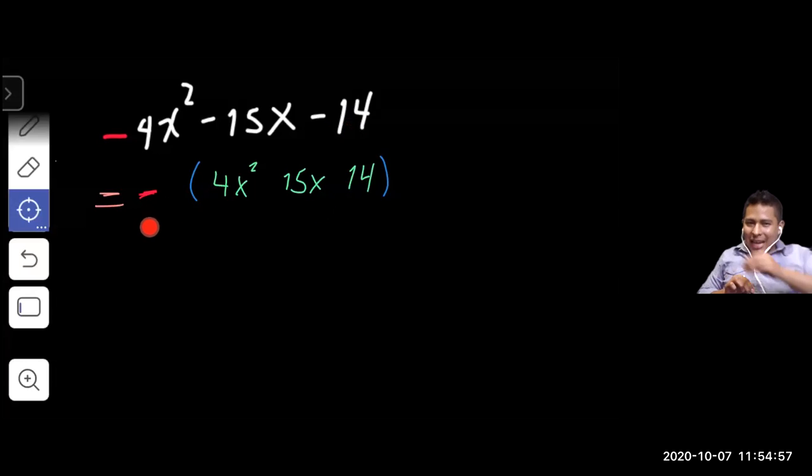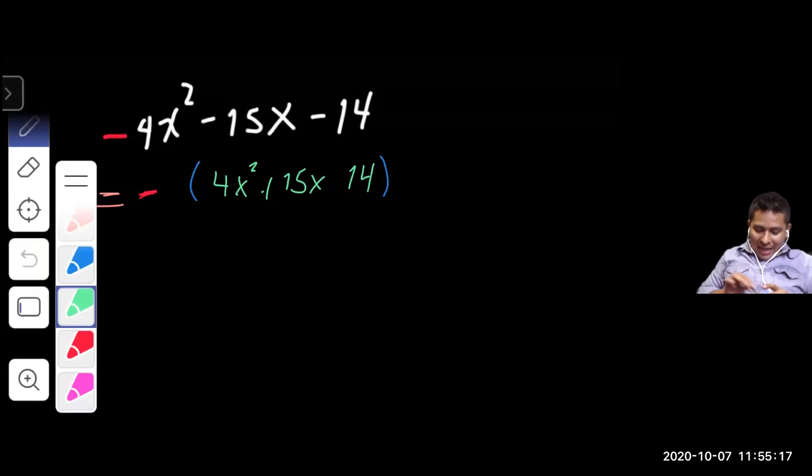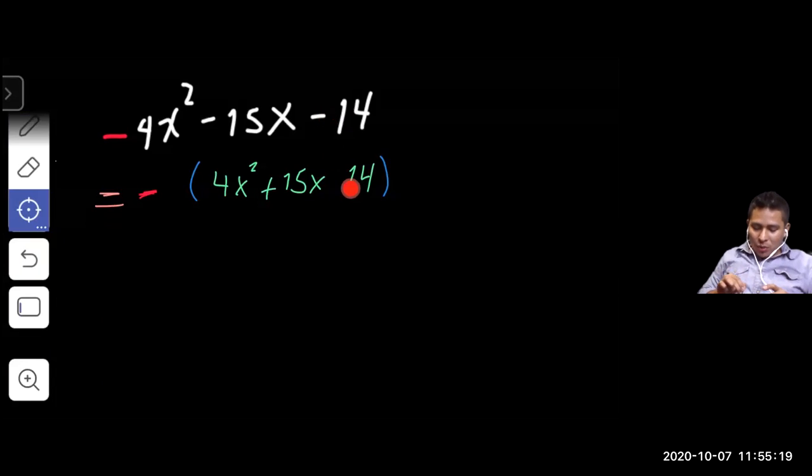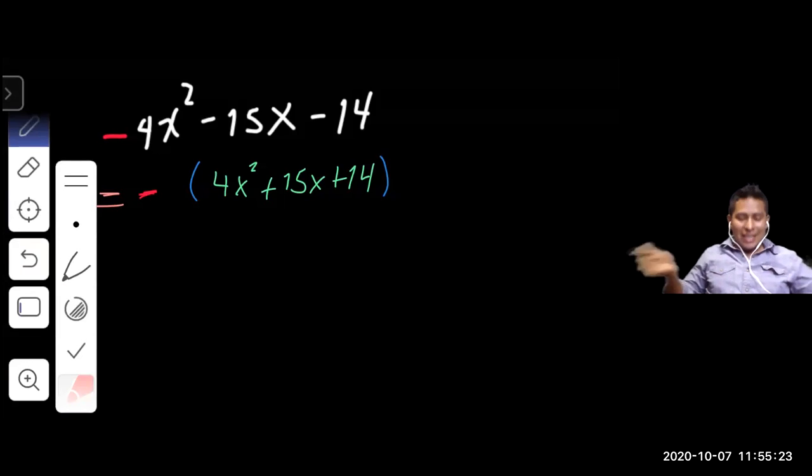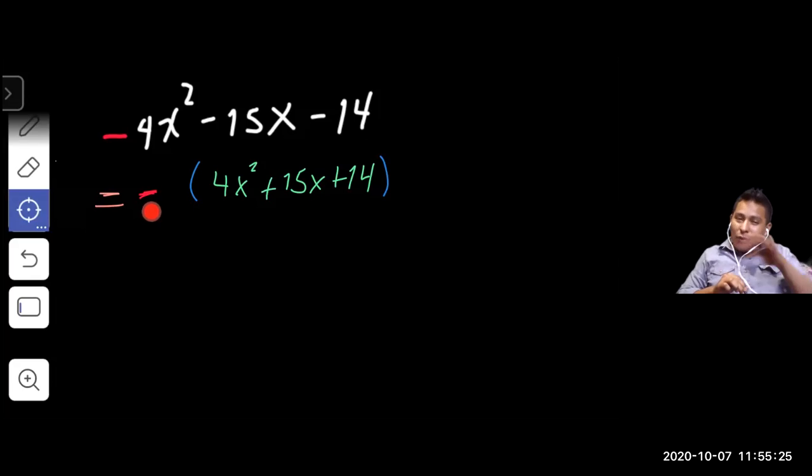Guys, if I take one negative out of the parentheses, what do I have to do with these signs? I have to change them. This is negative, now it's going to be positive. This is negative, now it must be positive. This is negative, now it's going to be positive. That's it. I just take the negative 1 as a common factor.